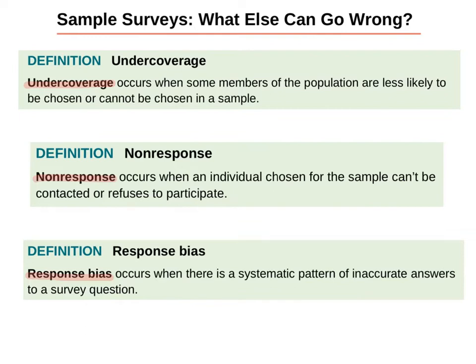First is undercoverage. It is what it sounds like. That occurs when some members of the population are either less likely to be chosen or cannot be chosen in a sample. The big one that comes to mind is when you take a census of a city, a state, or a country's population. Now, the census, depending on how you sample and how you survey, is going to miss groups of people. Think about the homeless or incarcerated folks or students living in a dorm.